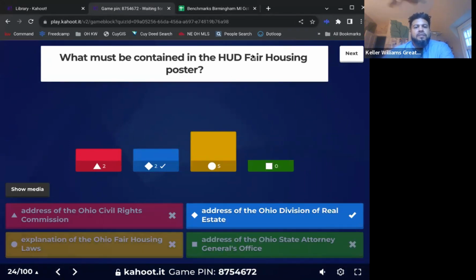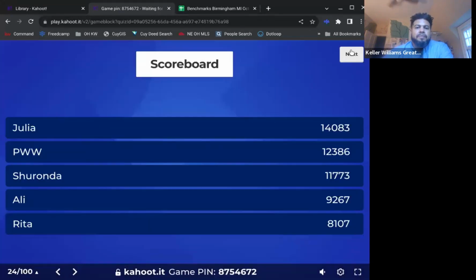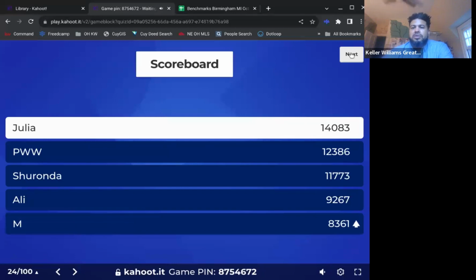If you're talking the HUD Fair Housing poster, you're talking a federal program, so outside of the state's jurisdiction. So it wouldn't have anything to do with Ohio. It would have the address of the Division of Real Estate because that's where you would submit any claims to. So you would submit it to Ohio, but as far as explanation of Ohio rules, it wouldn't be on the fair housing poster, only the Division of Real Estate. Because that's where you would submit your issues.